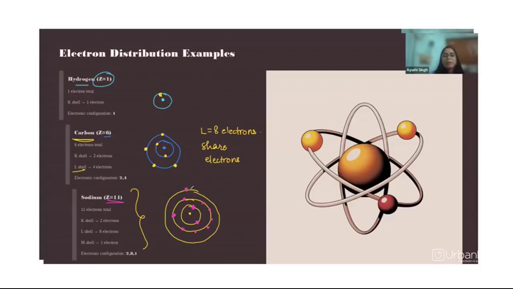In the last shell, only one electron is there. Okay. So this electron is ready to be given up so that sodium can achieve its stabilized state. Okay. So this is how it's done. Okay, one more thing which I would like you to know.